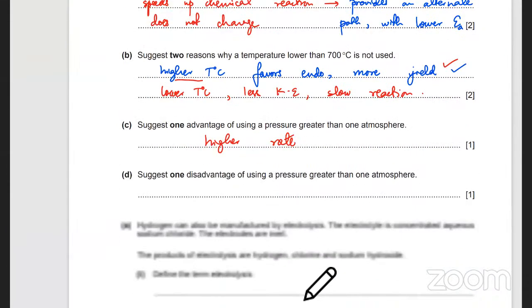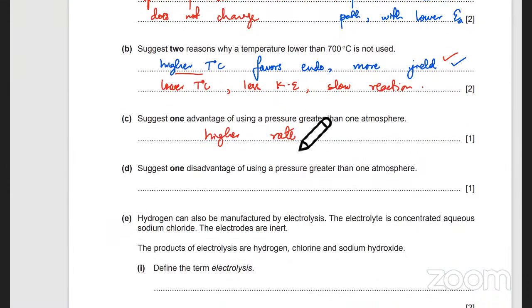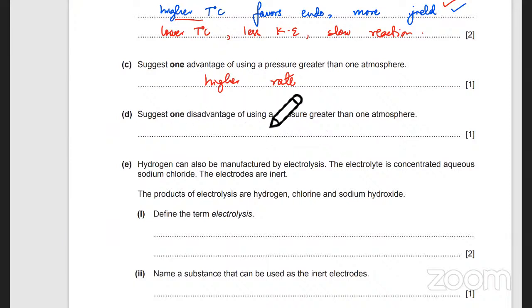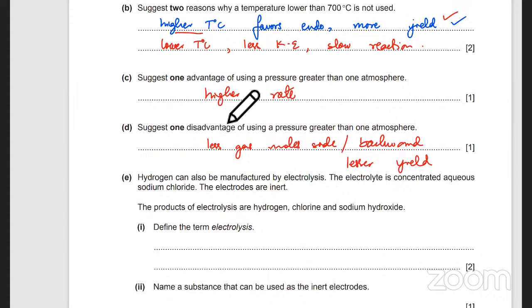तो is this clear, प्रेशर विल गिव यू हायर रेट, और ये फिर वो डिसएडवांटेज भी पूछ रहा है, तो ये भी हमने किया था कि it will favor the less gaseous side, which is the backward, and you'll get lesser yield. Is this clear? Yes.